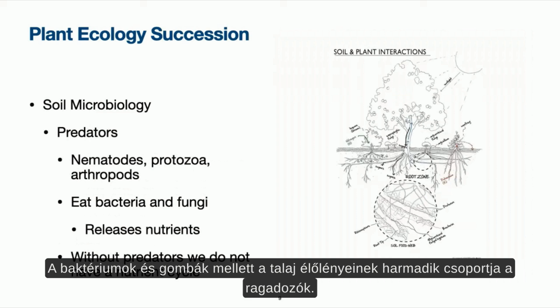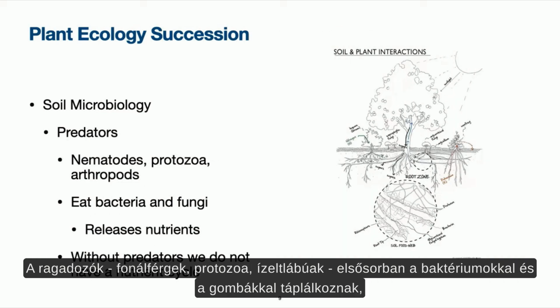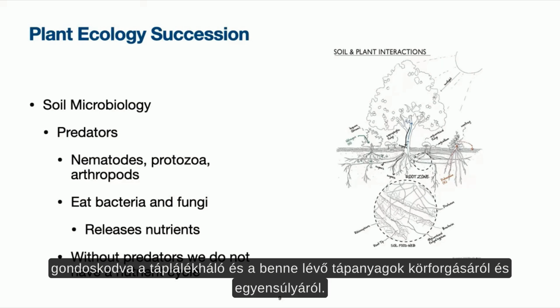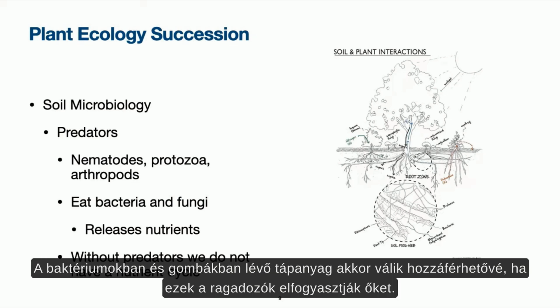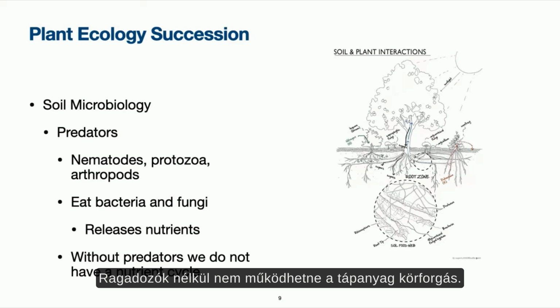And then above those, the bacteria and the fungi, there we have our predators. So our nematodes, our protozoa, our arthropods, things like that, they're going to eat the bacteria and the fungi. And because of the carbon-nitrogen ratio in the way this food web is set up, this is how our nutrient cycles actually come to be. So we need those bacteria and fungi to be consumed in order to release those nutrients. Without those predators, we do not have a nutrient cycle.